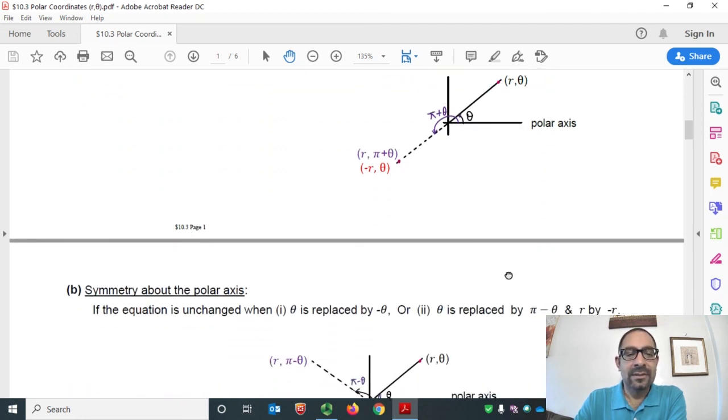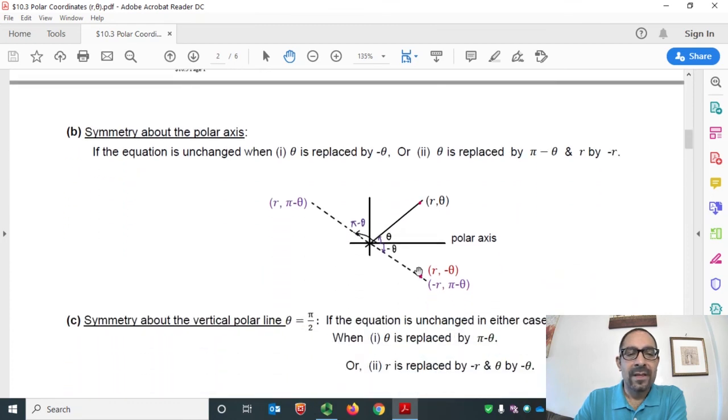Let's move on. Part B, symmetry about the polar axis. If the equation is unchanged when theta is replaced by minus theta, or theta is replaced by pi minus theta and r by minus r. So here, either replace theta by minus theta or theta by pi minus theta. The pi minus theta angle is this side, and taking minus r comes again this side. I hope this makes sense to you all. Let's move on.